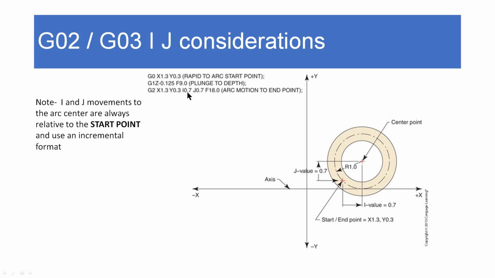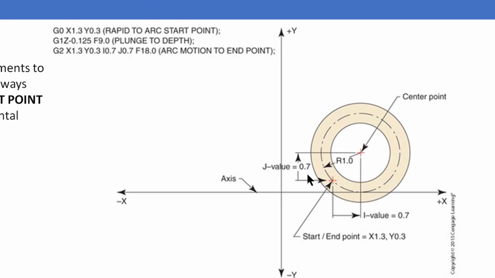And now I tell it that the I movement, which is in X, is 0.7, and the J movement is 0.7. So to go from my start point here to the center of the arc there, I need to move over in the X direction, positive 0.7, from my start position, and up 0.7 from my start position in Y. I is X, J is Y. Piece of cake.